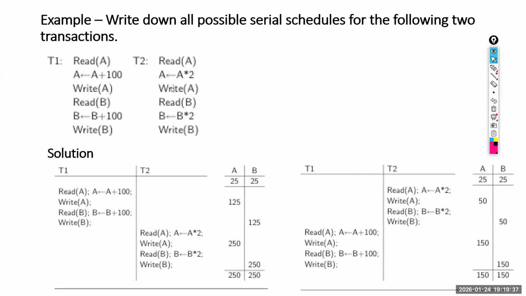So this is an example. This is transaction one, this is transaction two. Read A at 100, write A. Read B at 100, write B. This transaction reads A, multiplied by 2, and reads B, multiplied by 2. So this is one possible serial schedule: you do T1 and then T2. This is another possible serial schedule: you first do T2 and then T1.